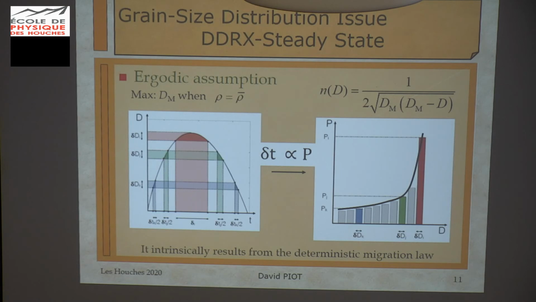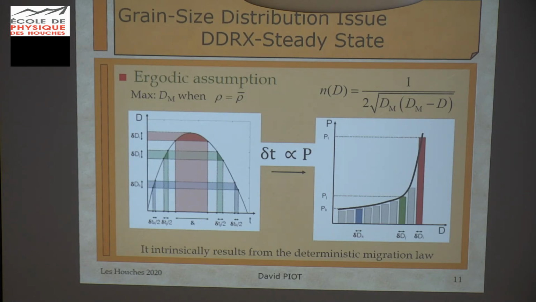And if you use the migration equation, a grain is growing up to rho equals rho bar, and after it is decreasing. And you have a maximum. In some cases the distribution of size is given by this. It is a closed form equation. In a more general case, you have just an equivalent like that near the Dmax. But at least in this domain, you have always something like that in every case.